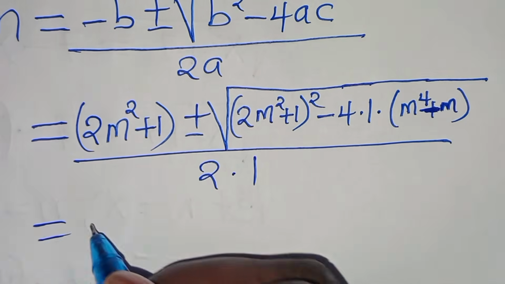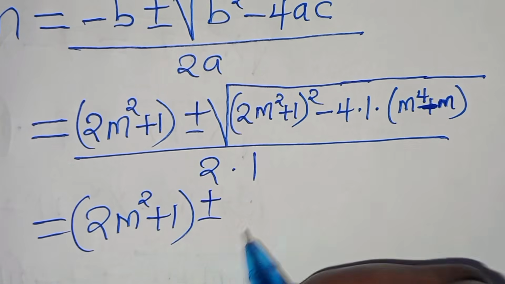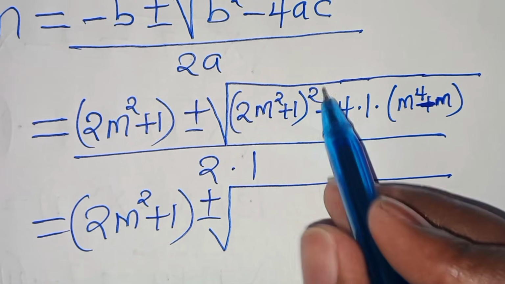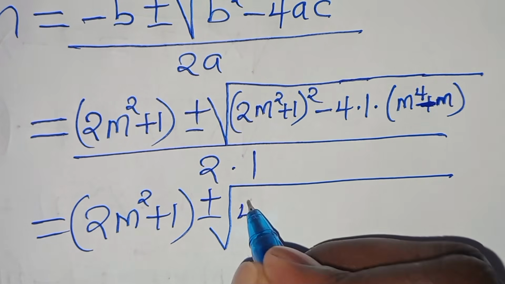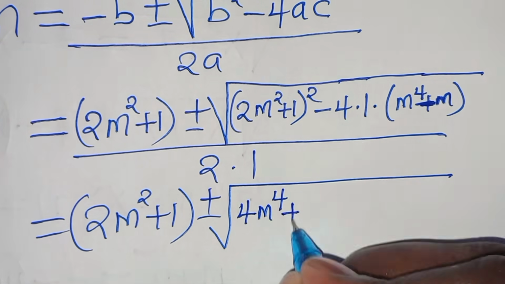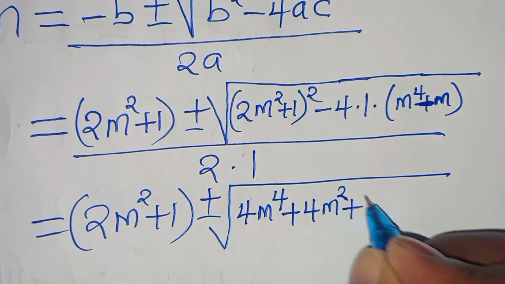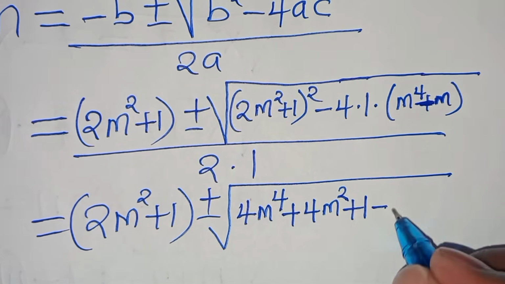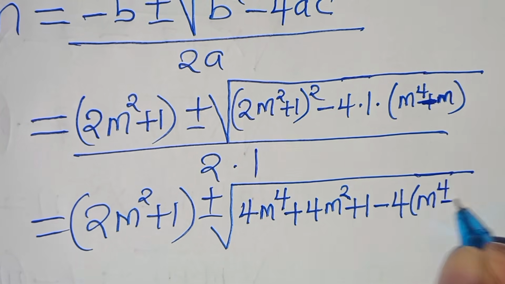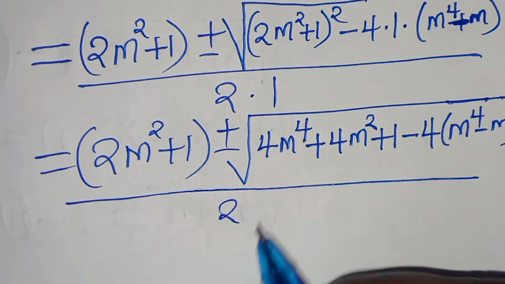So this means we have 2m to the power of 2 plus 1 plus or minus the square root of 2m squared plus 1 raised to the power of 2. So this becomes 4m to the power of 4, then plus 4m squared, then plus 1, then subtract 4 into the parentheses m to the power of 4 subtract m, everything here divided by 2. 2 times 1 is 2.